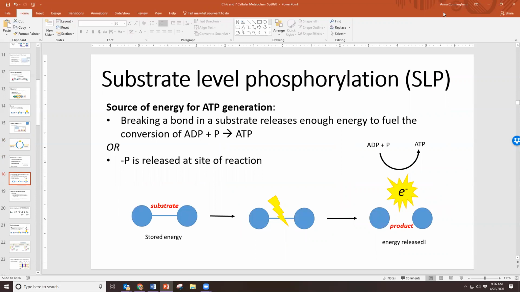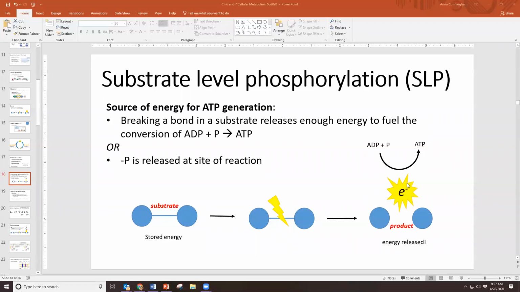So the first type of phosphorylation we can utilize is called substrate level phosphorylation. This is called substrate level phosphorylation because basically the energy that we need to generate the bond between ADP and a phosphate is released directly from the breaking of a bond in a substrate for a reaction. So that's what we're looking at here. On the bottom of the slide, you can see a substrate for a reaction. So our reaction is basically taking this substrate or this reactant, and we're going to break this bond, and we'll have two products.